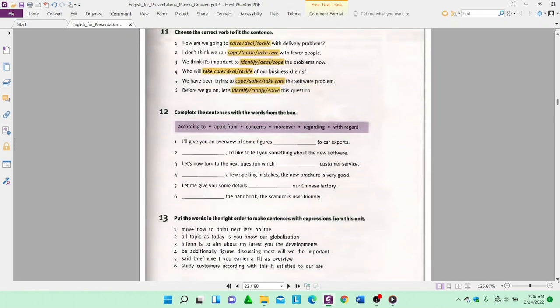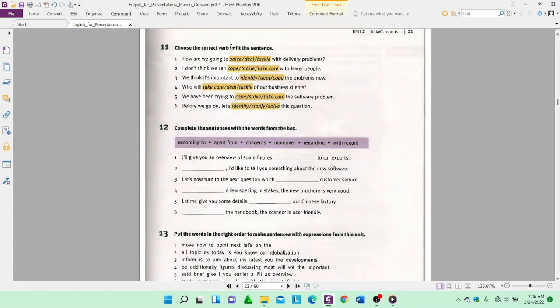Oke. Nah, ini untuk latihan sih sebenarnya. Oke, kita disuruh choose the correct verb to fit the sentence. Karena kata ini adalah kata-kata yang penting in giving presentation. Therefore, you have to know the meaning and how to use them. Contoh nomor 1. How are we going to solve, deal, tackle with delivery problems? Oke ya. Ada kata with, berarti apa nih? Iya, yang pas adalah deal. Karena solve dan tackle does not need these prepositions.